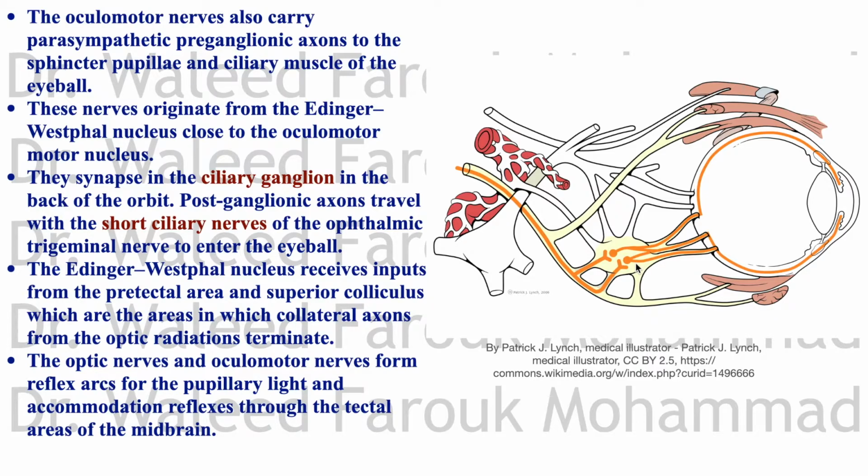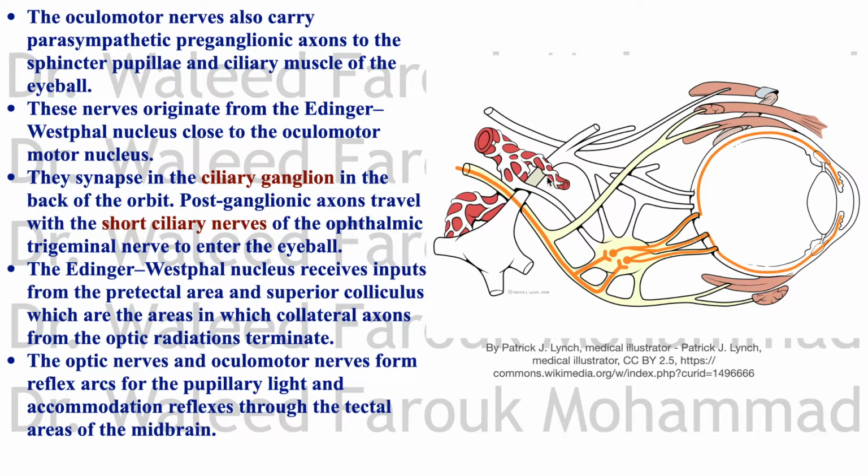And the fibers originate in the Edinger-Westphal nucleus, and they synapse in the ciliary ganglion, as you can see here. And from the ciliary ganglion, short ciliary nerves supply the eyeball. Now, do not confuse this with the long ciliary nerves.